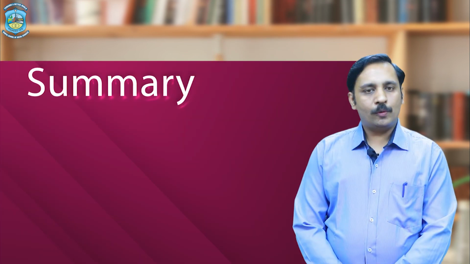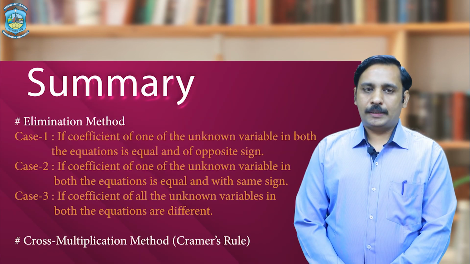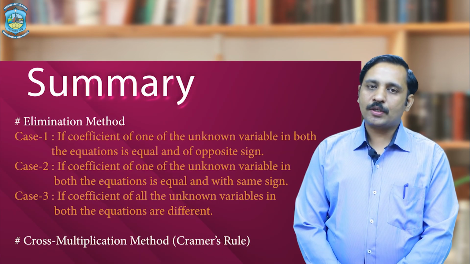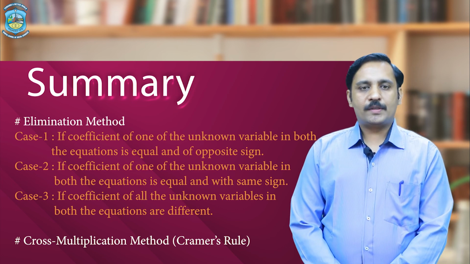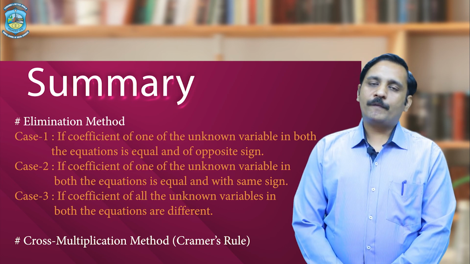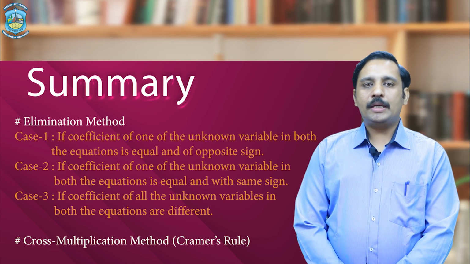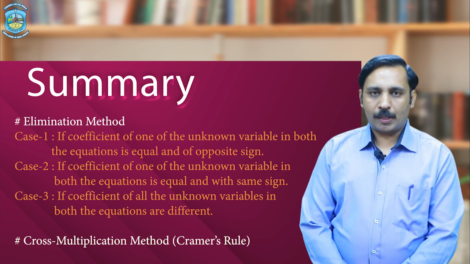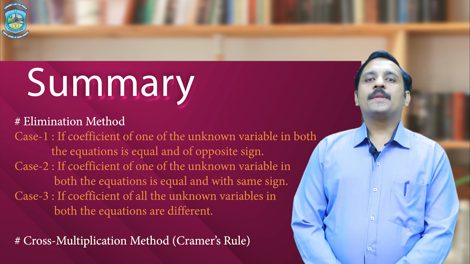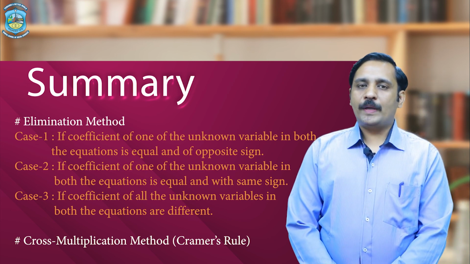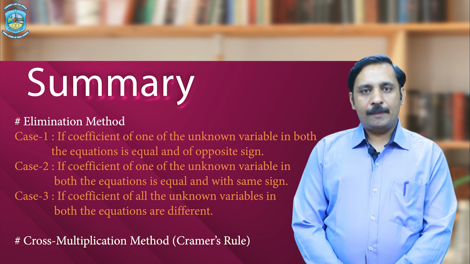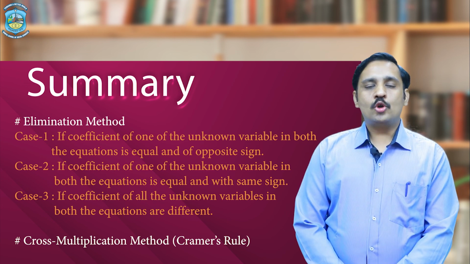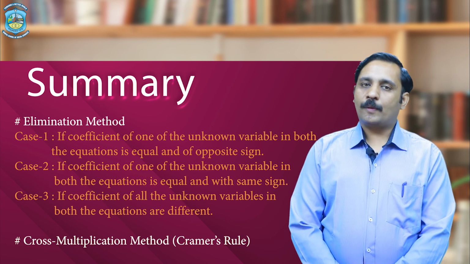Now at the end, we will look back what we have covered in this module. We have seen elimination method and we have seen the three cases of elimination method. The first case was if the coefficient of one of the unknown variable in both the equation is equal and of opposite sign. So we simply add the two equations. The second case was if the coefficient of one of the unknown variables in both the equation is same and with the same sign. So we have to subtract one equation from the other.